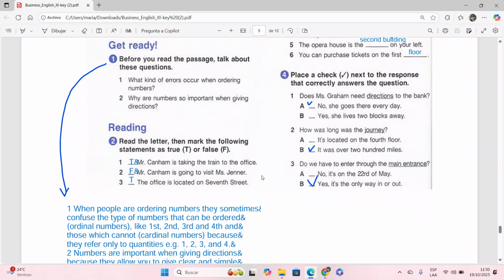2. Reading. Read the letter, then mark the following statements as true or false. 1. True. Mr. Kahan is taking the train to the office. 2. False. Mr. Kahan is going to visit Miss Jenner. 3. True. The office is located on 7th Street.